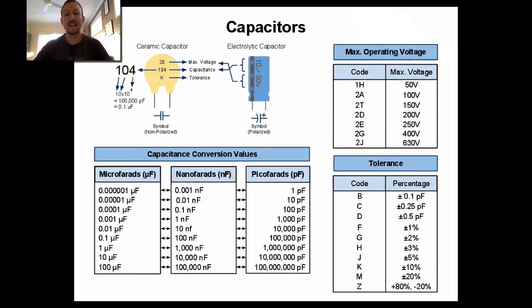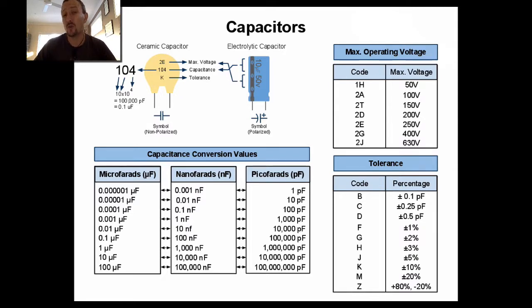Obviously, if you look at the Z, it's 80% above and 20% below. So obviously, if you're going lower down the code, such as your Bs and Cs, you're getting to a very expensive capacitor, because it specifically will hold a specific amount of charge and won't fluctuate much around that.